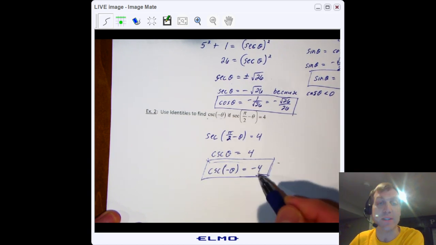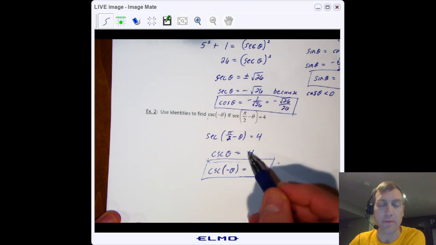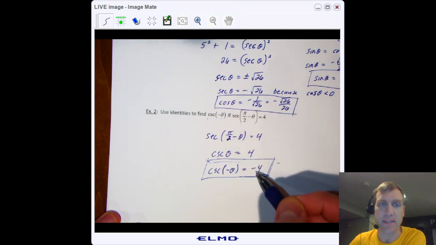Now, if this was an even function, going back here, then when you made this negative, this one would stay positive. But since it's odd, when this changes sign, this one also changes sign.